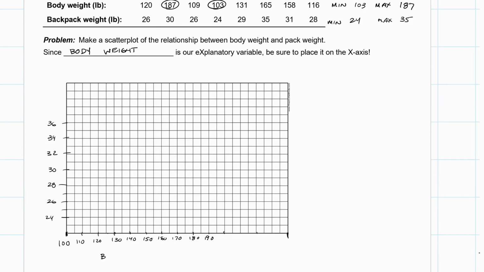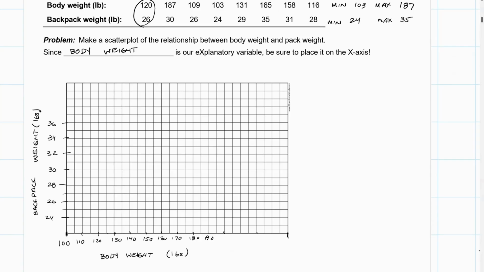Let's go ahead and put, so this is my body weight measured in pounds. And over here is my backpack weight, and that's also measured in pounds. And now for each of my individuals, I'm going to plot the data.